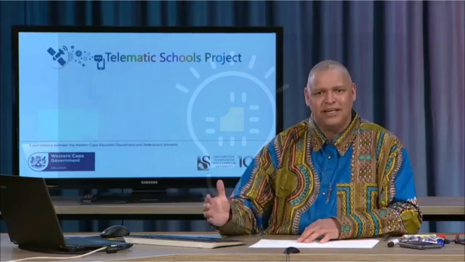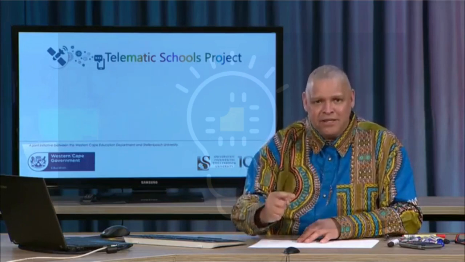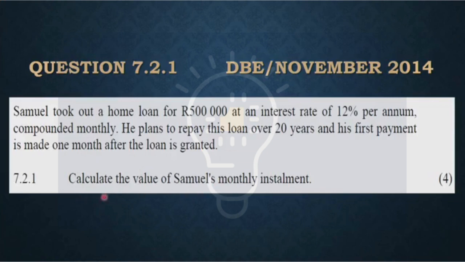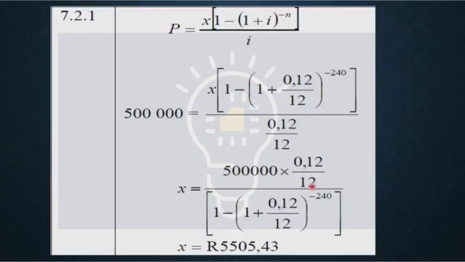It's a fixed amount that is going to be paid 1 month after the loan is granted. Now the question, 7.2.1: Calculate the value of Samuel's monthly installment. Well, very easy. We start with our formula as it occurs on the formula sheet. P is equal to x, square brackets, 1 minus, round bracket, 1 plus i to the power negative n, over i. For the value of P, the home loan was 500,000, we were told that. And when we substitute everything else, notice there is the interest rate, there's the 12% converted to a decimal. Compounded monthly means that it is divided by 12. There are 12 months in every year.